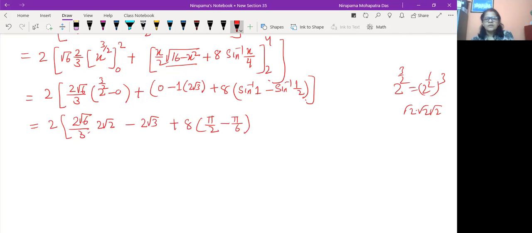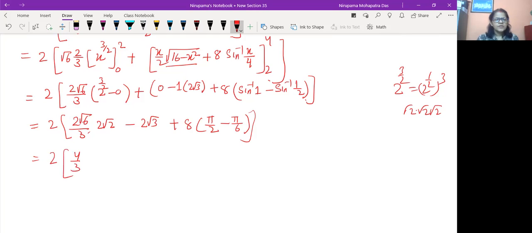Sine inverse 1 by 2, sine 30 degrees is 1 by 2, right? So 5 by 6. So let's calculate it. So we are getting what? Twice of 2 into 2, 4 by 3. Let me write it.